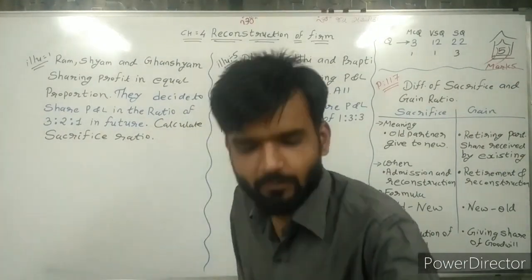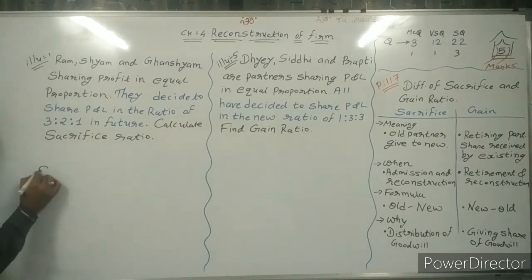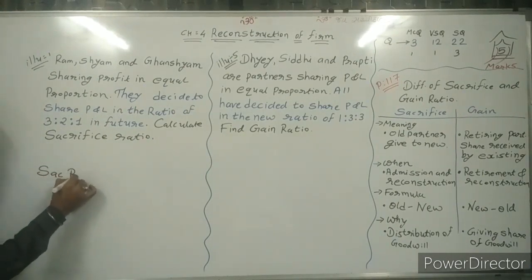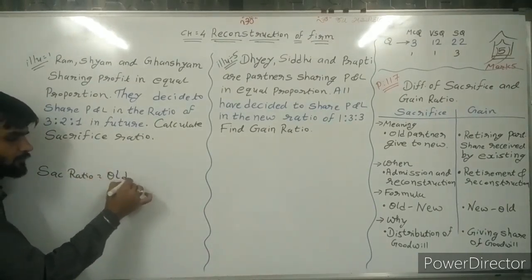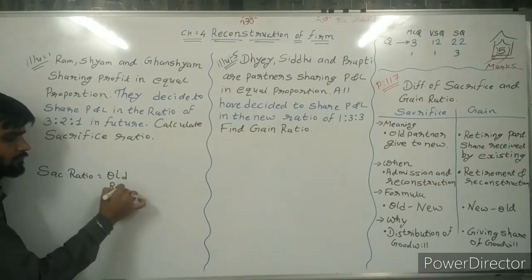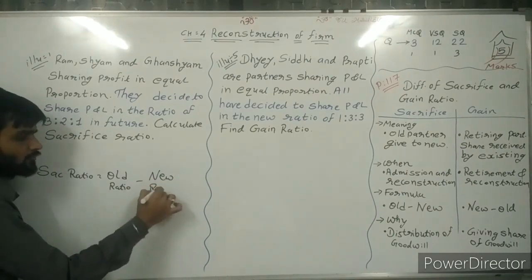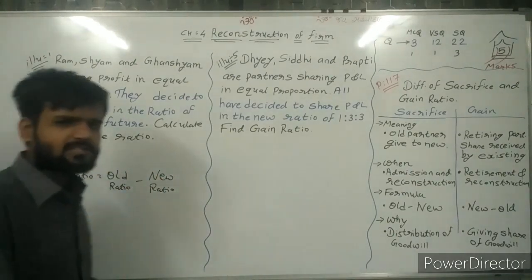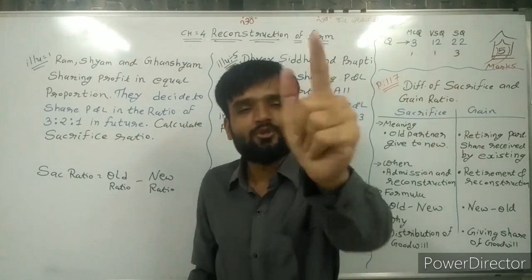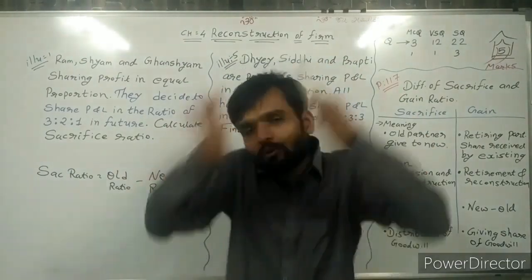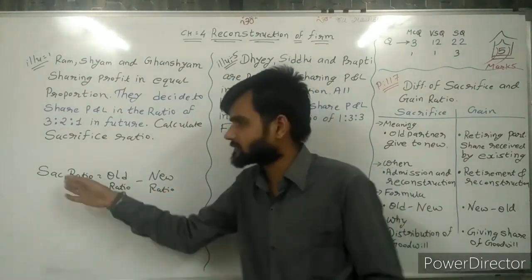We can even make a formula. Sacrifice ratio is equal to old ratio minus new ratio. This is the formula of sacrifice ratio. Simple. On the basis of my story, you can make the formula. Sacrifice is old salary minus new salary, 2,000 rupees. In the same way here, old ratio minus new ratio becomes the sacrifice ratio.